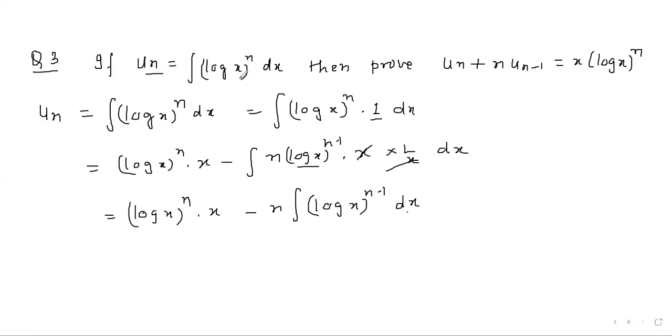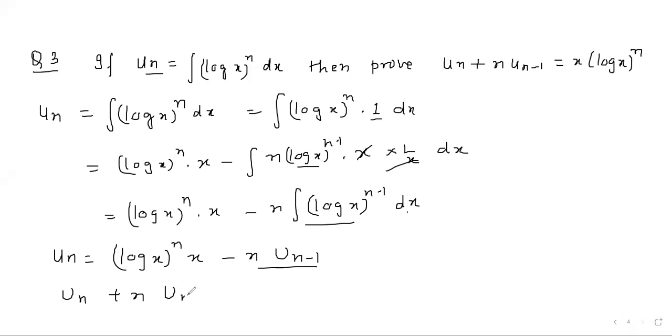Since u n equals the integral of log x power n dx, this can be written as u n minus 1. So u n equals log x power n times x minus n times u n minus 1. We can shift this term to the LHS. So u n plus n times u n minus 1 equals log x power n times x. And that was the proof.